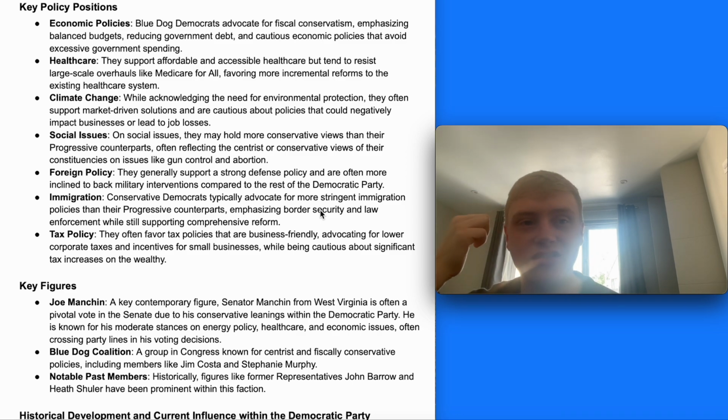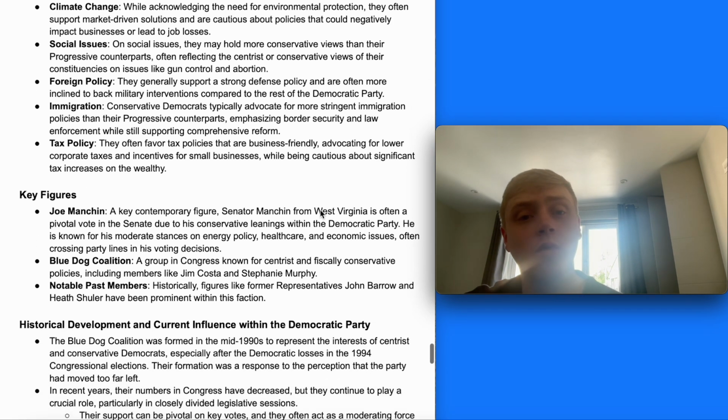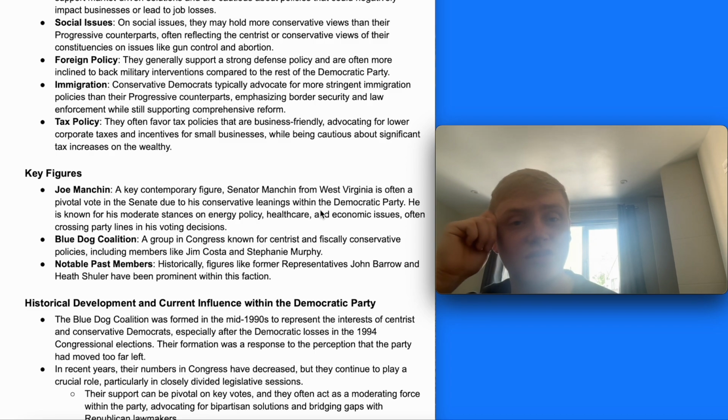You've seen Joe Manchin is a key figure within the really conservative faction of the Democratic Party, at some stages supporting or opposing key climate change policies because fossil fuel industries are really key within his state. On social issues, they hold more conservative views than their progressive counterparts, often reflecting centrist or conservative views of their constituencies on issues like gun control and abortion. And on gun control and abortion in particular, you've seen that with Senator Joe Manchin.